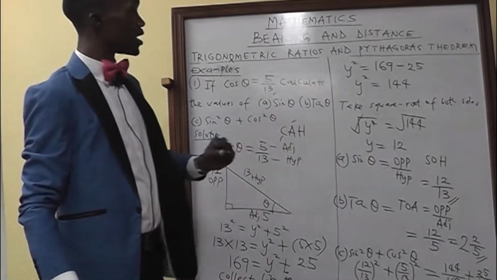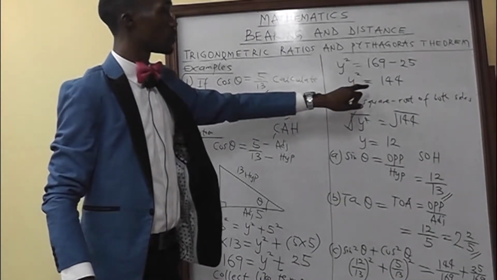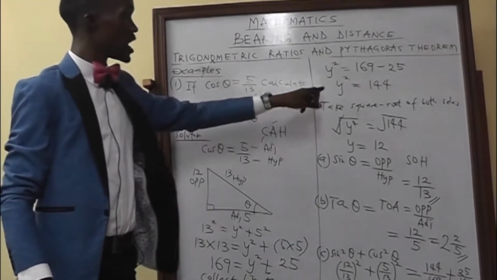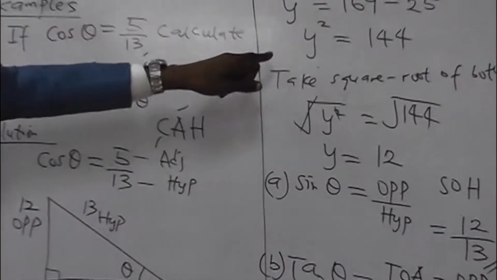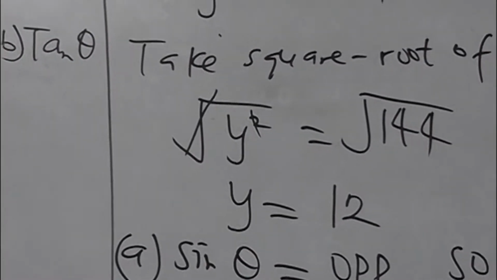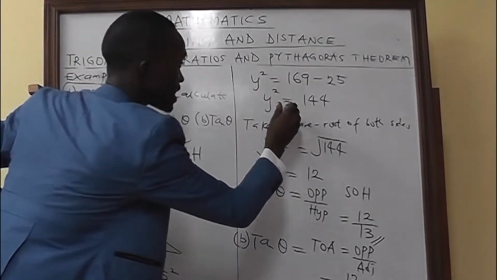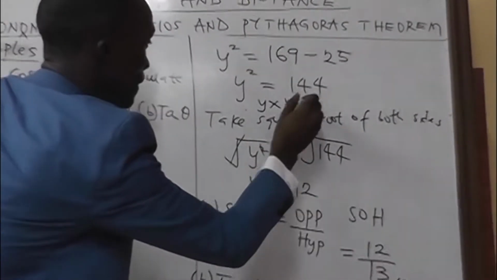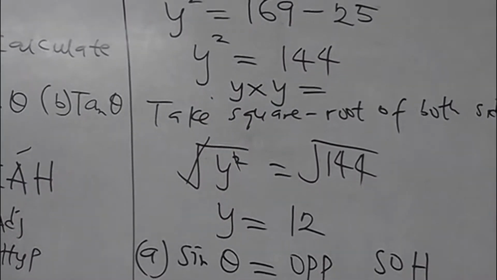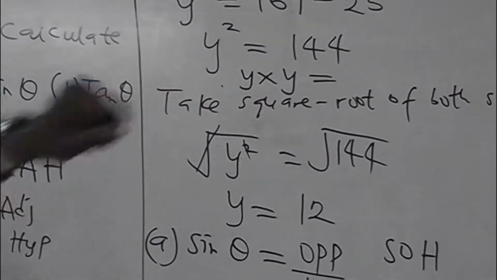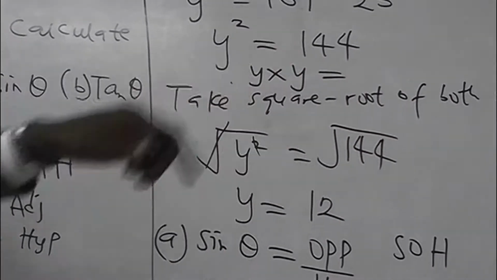Now I got a question: how can we get the square root of 144 without using a calculator? Without using our calculator, there's another way of getting the square root of 144. What we do is, this is y squared. We write it as y multiplied by y. Now since y and y are the same thing, the next thing we need to do here is to get two numbers that will also be the same thing from here.